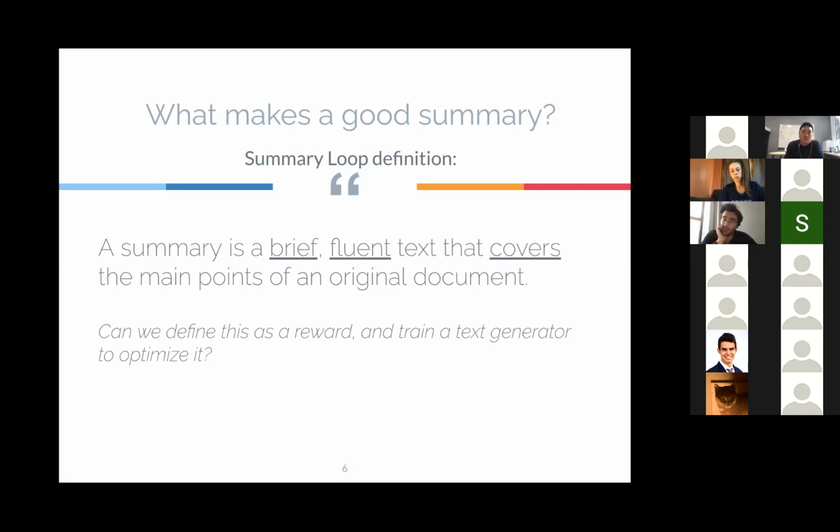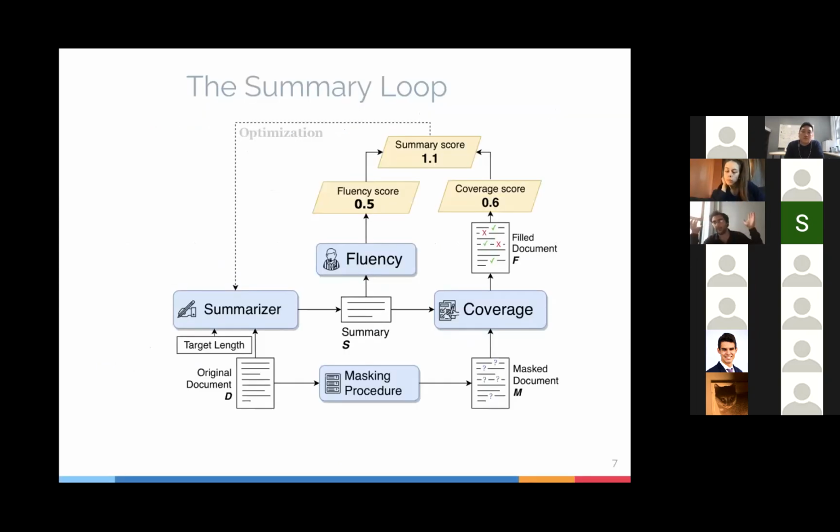So let's walk you through that. The definition we came up with is that a summary is a brief, fluent text that covers the main points of an original document. Here we're talking single document summarization, the standard setting. We're not talking about a collection of documents. We're keeping it simple. And you'll notice I've underlined brief, fluent, and covers, because these are going to be the 3 pillars of the summary loop, the 3 main points of the method that we designed. Okay, so here's the high-level diagram, and we're going to decompose it one step at a time.